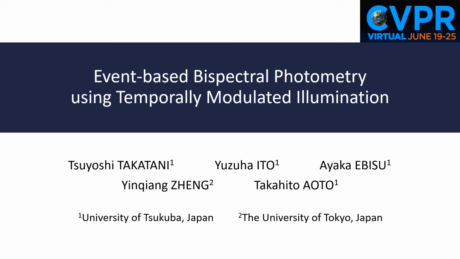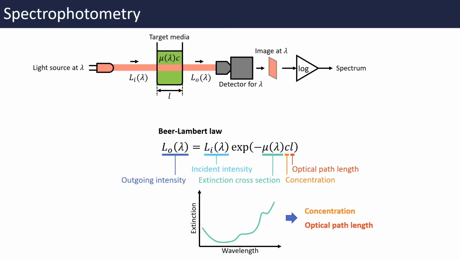This talk will explain a novel method for bispectral photometry using an event camera and modulated illumination. Spectrophotometry is an important tool for measurements of participating media. According to the Beer-Lambert law, the incident light into media is exponentially attenuated up to target parameters.